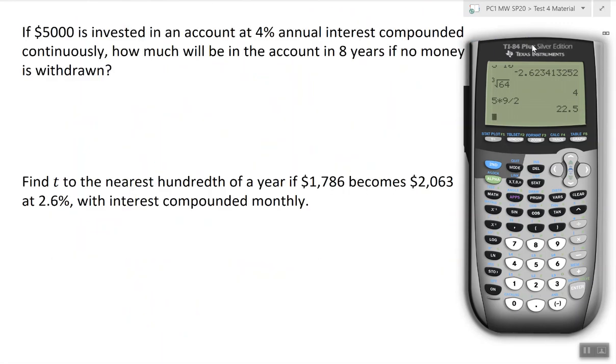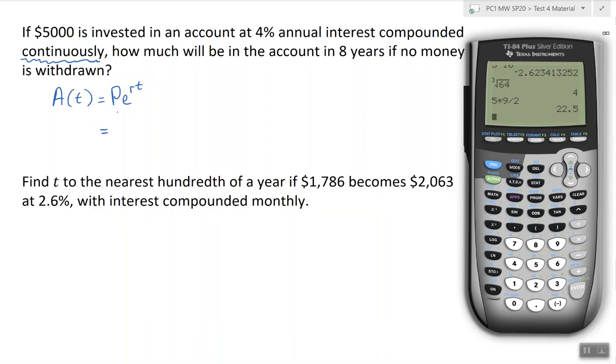We have a couple of interest problems here. We have $5,000 invested in an account at 4% annual interest that's compounded continuously. So how much will be in the account in 8 years if no money is withdrawn? What we need to identify here is what kind of interest. This is compounded continuously, so the amount at time t is equal to P e to the rt. That's our compounded continuously interest formula.